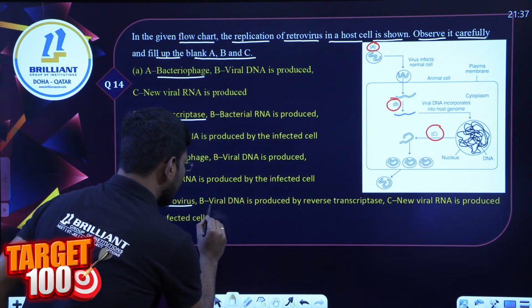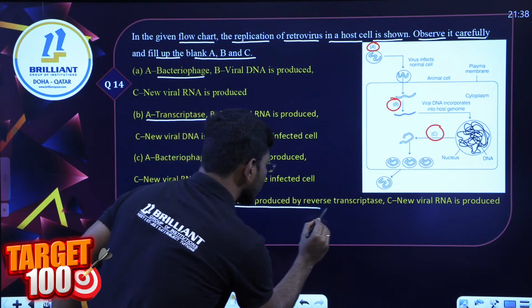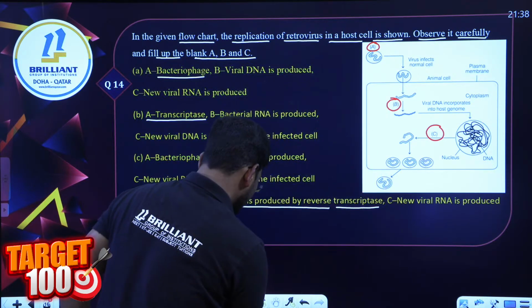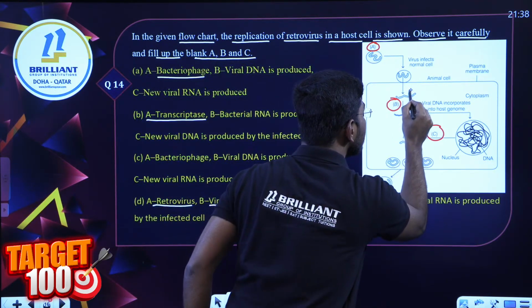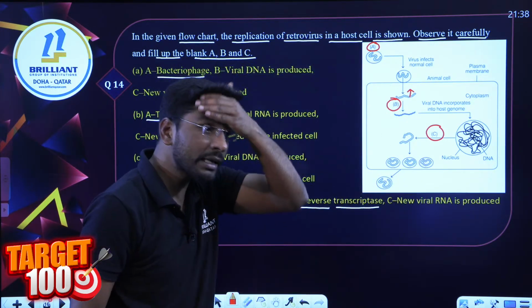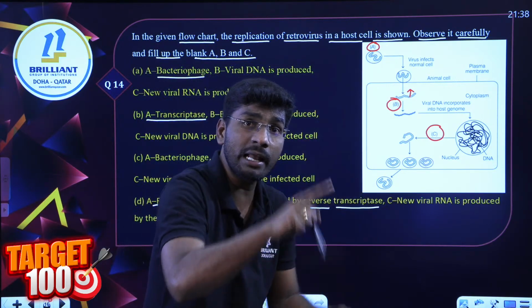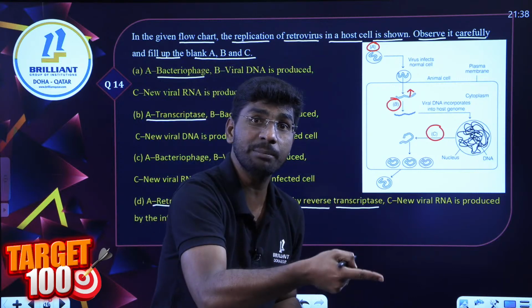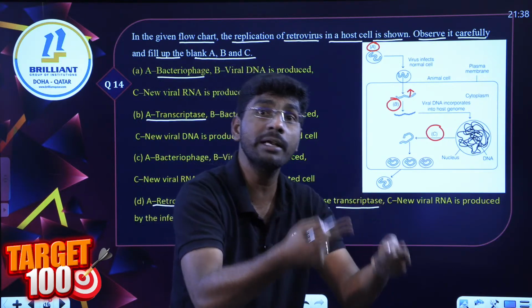Correct. Next, B, viral DNA produced by the reverse transcriptase. Where is B? This one. And what is this one? Tell me. What is this? Viral RNA, right? It is a viral RNA injected by the virus. RNA injected by the virus. RNA is going to become a DNA.